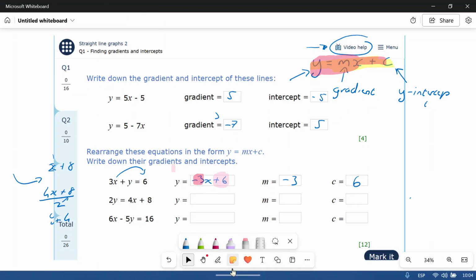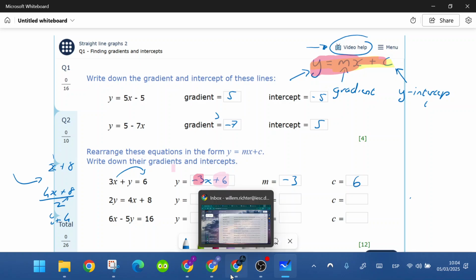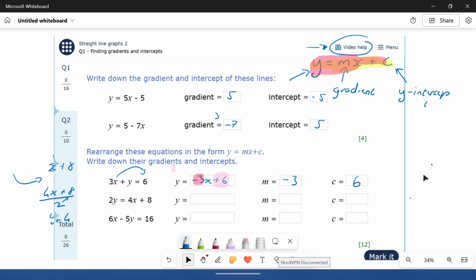Okay, we're back. We had some technical problems there. It seems to be sorted now.